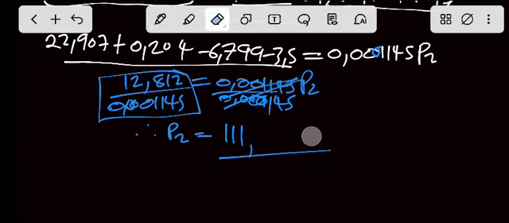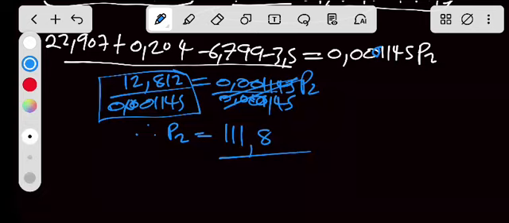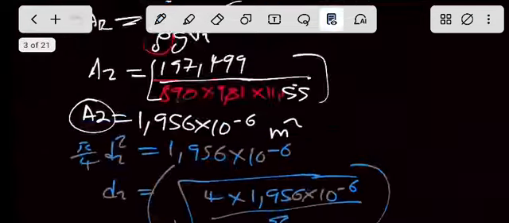I've just verified that 12.8, but let me verify this. 5. All right, we are still okay. It's right. Yeah, we have obtained this. All right, that is P2.